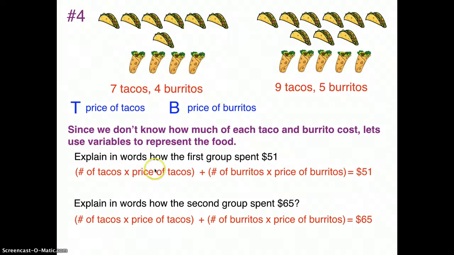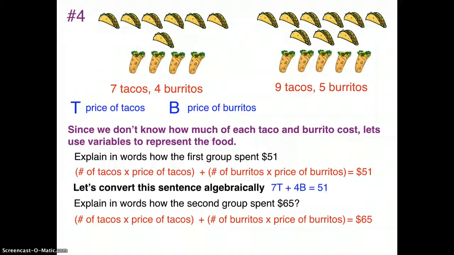So in this case, if you can take a look, it says the number of tacos we already know, so we're going to go ahead and put 7. We don't know the price of the tacos, so we're going to put T. So for the second part, it says the number of burritos. We know that it's 4. And then we don't know the price of the burrito, so we're going to put B, and it should equal 51.